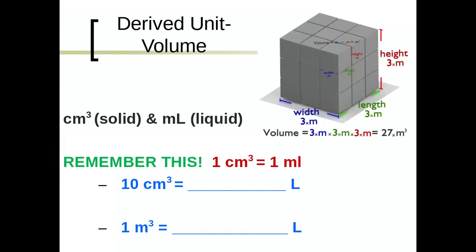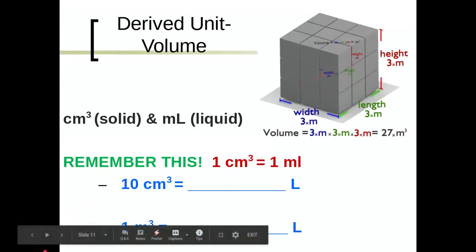When we talk about these derived units, it gets a little bit complex. So I want you to do this, and we'll talk about it in class. If you had 10 centimeters cubed, how many liters is that? And also, if you had 1 meter cubed, how many liters would that be? I want you to try those out. I'm going to give you some time to do that, and just give me your best guess or what you think it is in the Edpuzzle, and then we will talk about it in class and see how close we got.